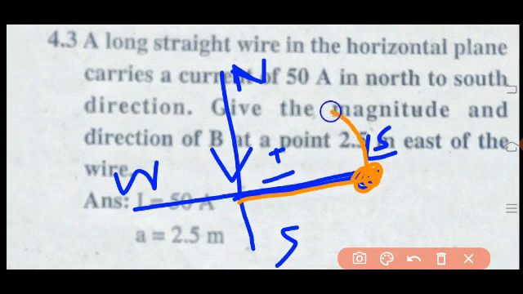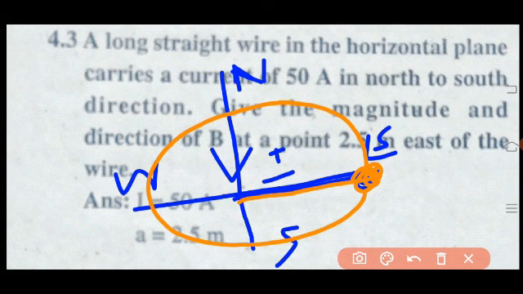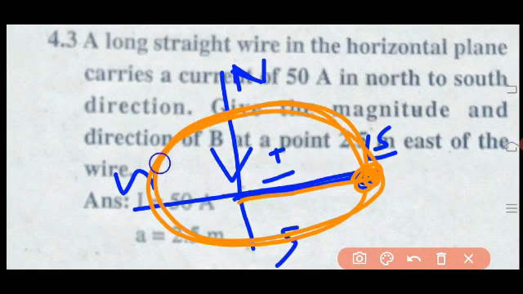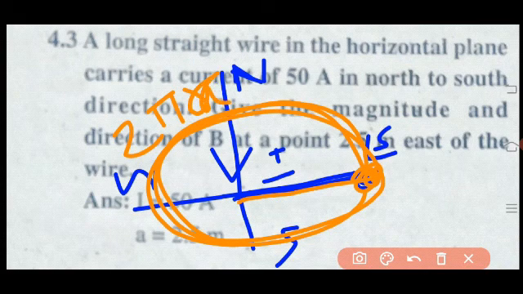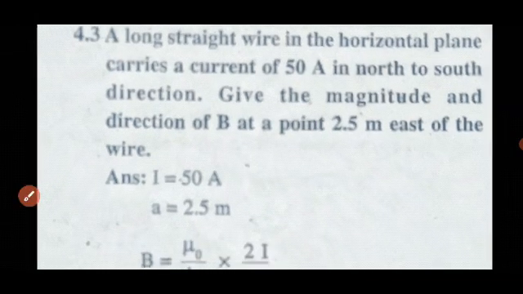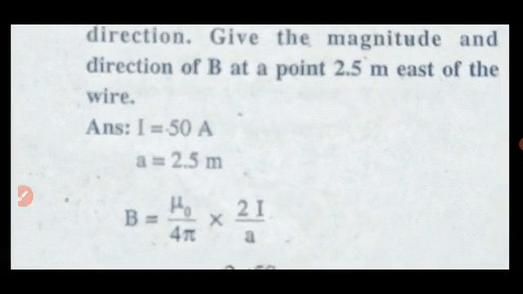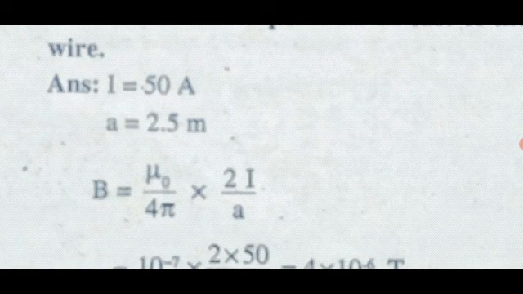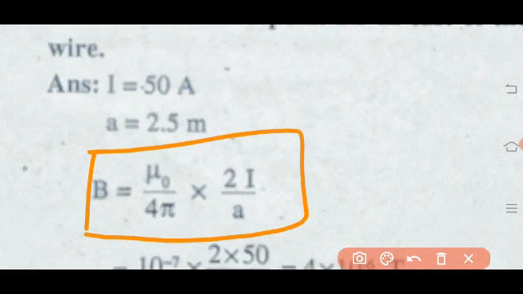Once again, you can draw the Amperean circuit. So what is the length of this circuit? That is 2 pi R, or if you consider the radius as A, that is 2 pi A. You have studied in problem 4.2 the same type of problem. So you can use the same equation as I explained in the earlier numerical problem. So the equation is mu naught by 4 pi into 2I by A.